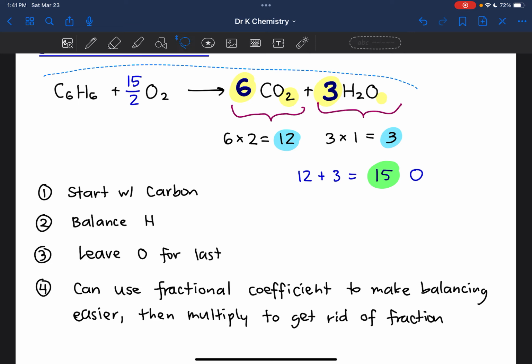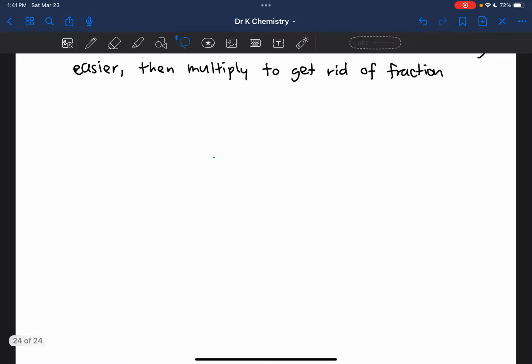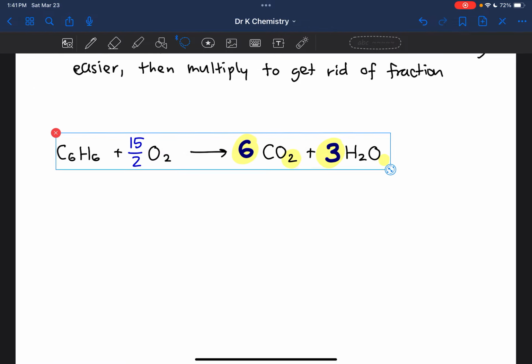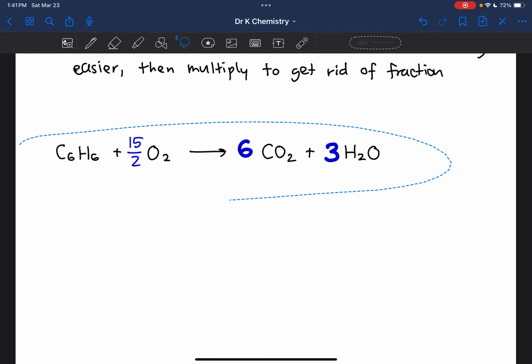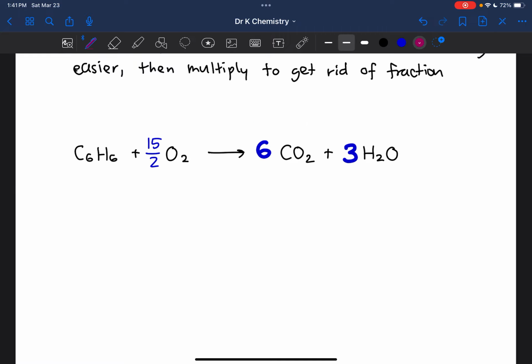Now the problem is that we have 15 halves as a coefficient. And we said the coefficient has to be a nice whole number. It can't be a fraction because 15 halves of an oxygen molecule doesn't really make sense chemically. You can't have half of a molecule. So we have to get rid of that fraction. And the way that we can do that is by multiplying the entire equation by 2. Because if we multiply this by 2, then the 2 over here is going to cancel out the 2 in the denominator, and we will just be left with 15.